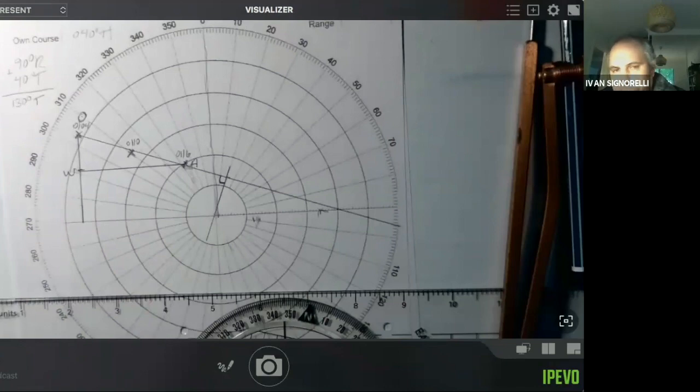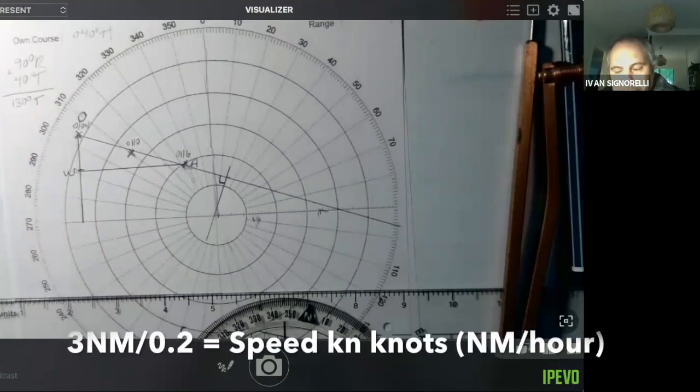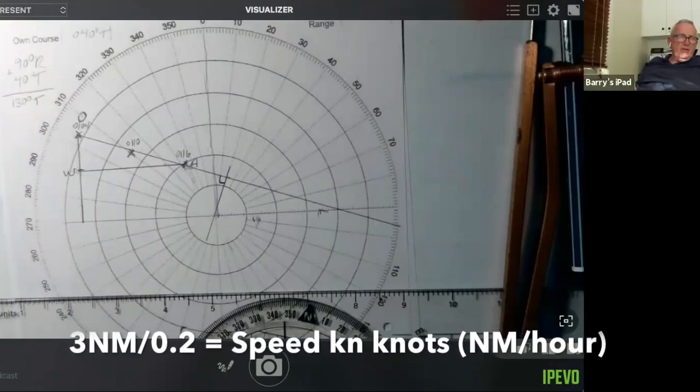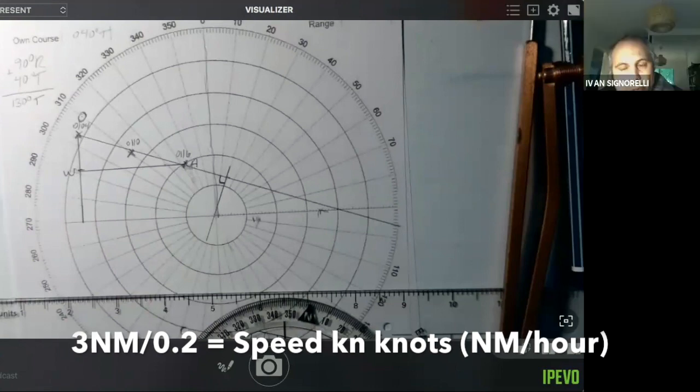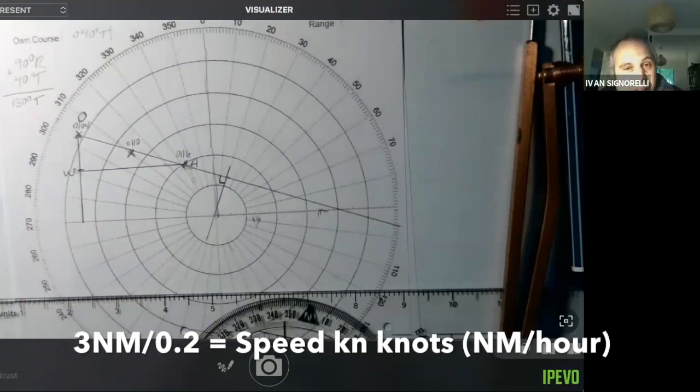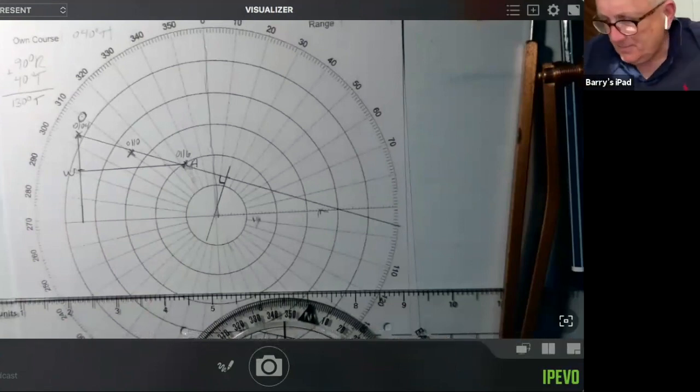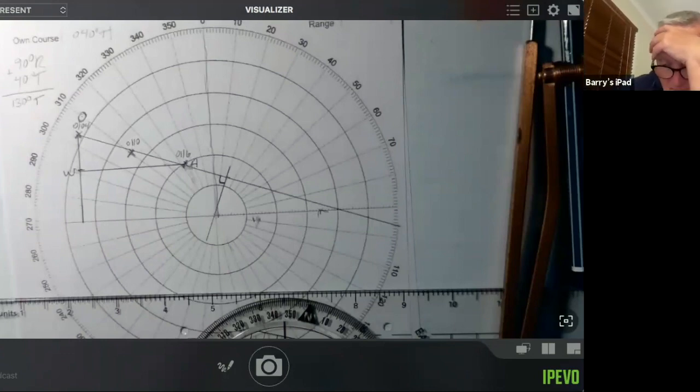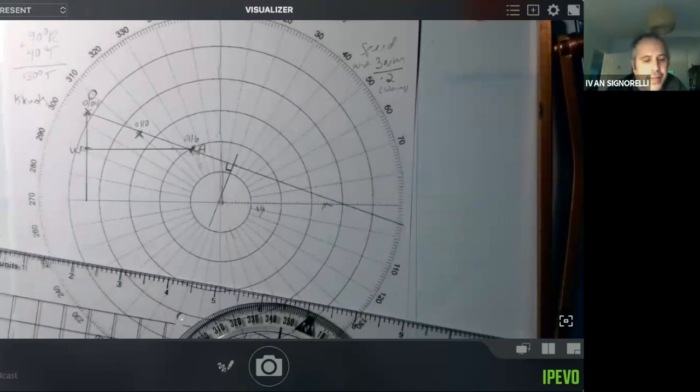3 divided by 0.2 will give you its speed. Why did you use 0.2? Because 0.2 is 2/10 of an hour, or 1/5. Yeah, that's correct. So 3 divided by 0.2 is 15. All right, so now that we have the vessel's course and speed, it becomes easier to tell what's actually happening here.